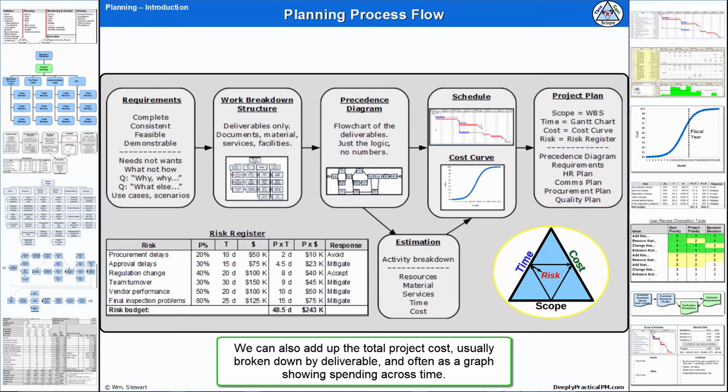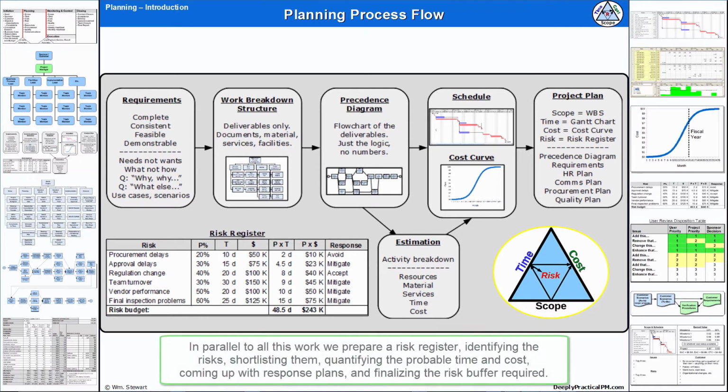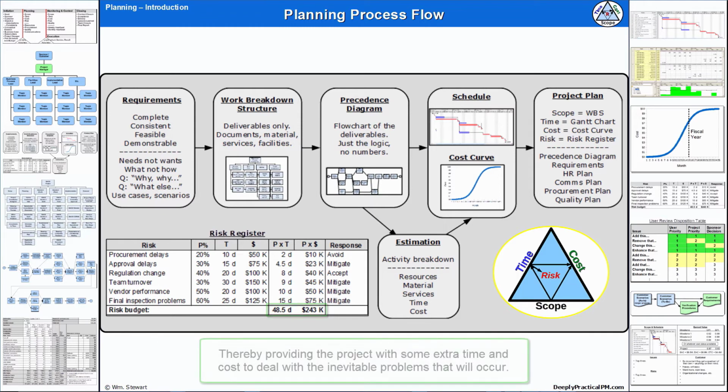In parallel to all this work, we prepare a risk register, identifying the risks, shortlisting them, quantifying the probable time and cost, coming up with response plans, and finalizing the risk buffer required, thereby providing the project with some extra time and cost to deal with the inevitable problems that will occur.